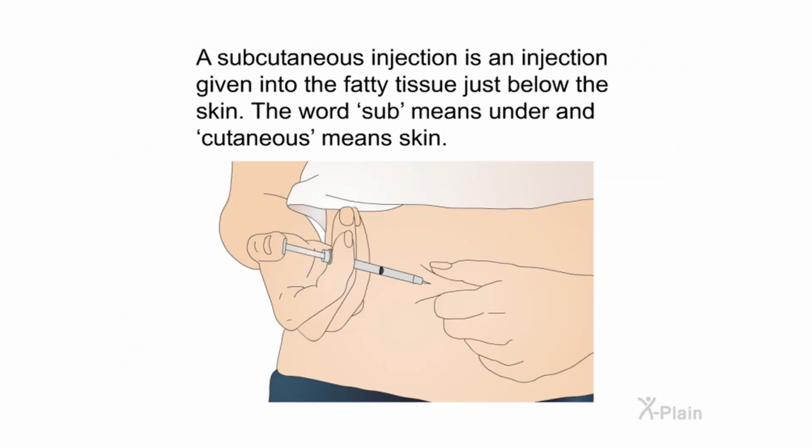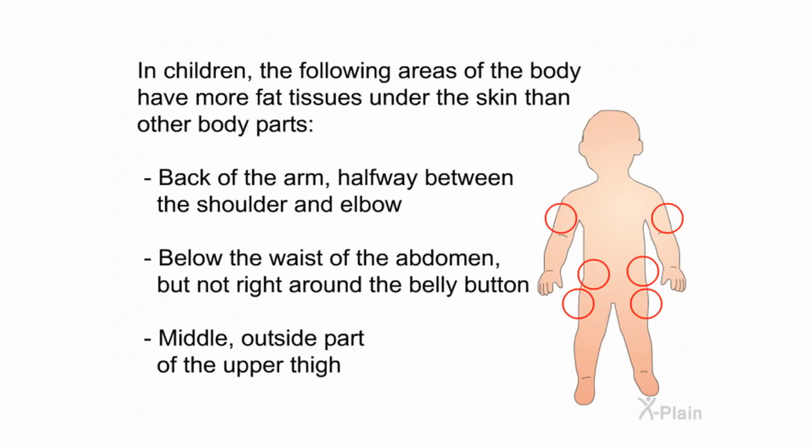A subcutaneous injection is an injection given into the fatty tissue just below the skin. The word sub means under and cutaneous means skin. In children, the following areas of the body have more fat tissues under the skin than other body parts. Back of the arm, halfway between the shoulder and elbow. Below the waist of the abdomen, but not right around the belly button. Middle outside part of the upper thigh.